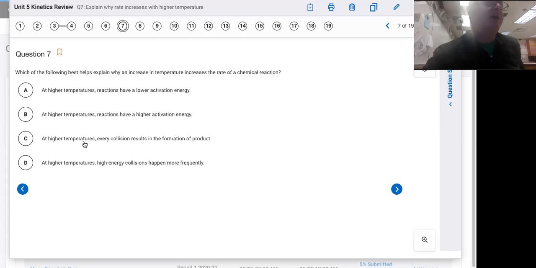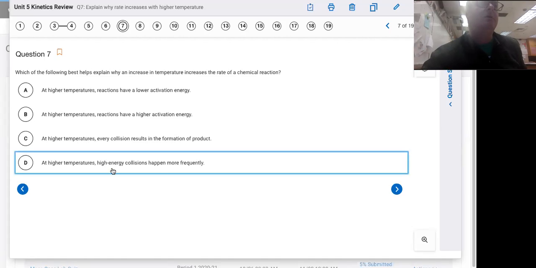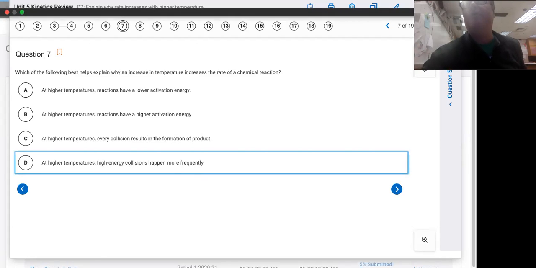So at higher temperatures, again, remember you have to look at that Maxwell curve, and your average temperature is much different than all of the particles, right? If you have a higher temperature, a higher percentage of the particles have higher energy. But that doesn't mean every collision is going to result in the formation of product. So the only one that could be is D. Higher energy collisions happen more frequently. Notice we know that collisions would happen more frequently, but also higher energy collisions would happen more frequently.